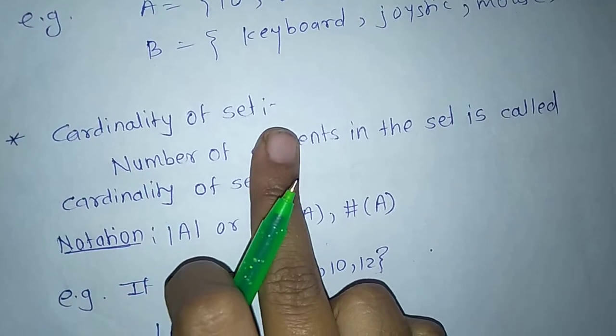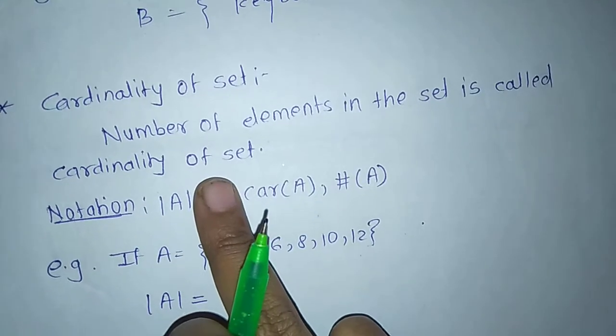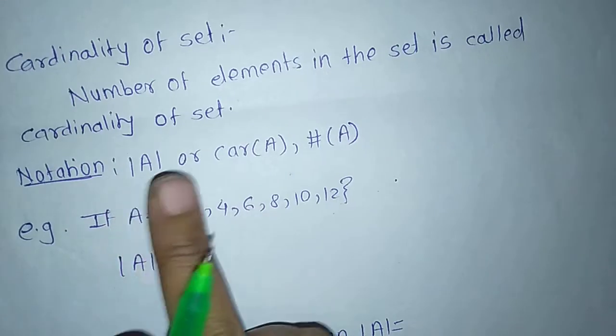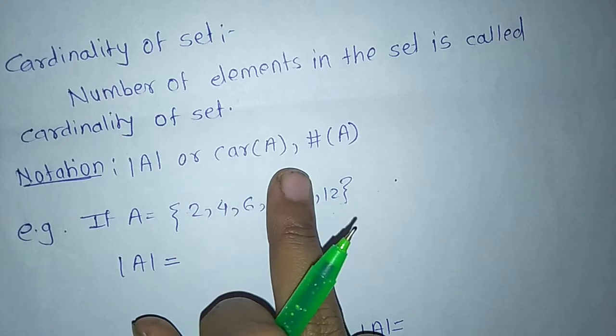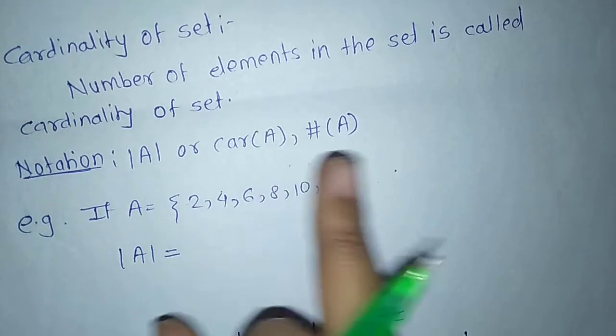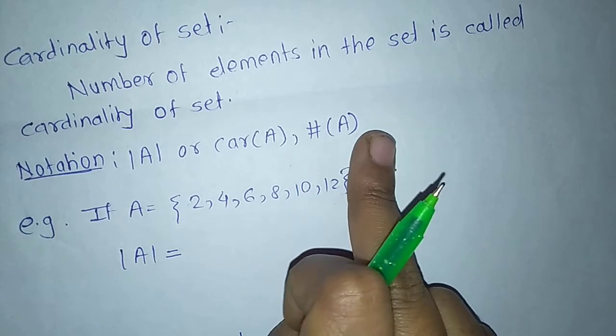Next definition, cardinality of a set. The number of elements in the set is called the cardinality of the set. Notation: order of A, or cardinality of A. This hashtag means number of A.